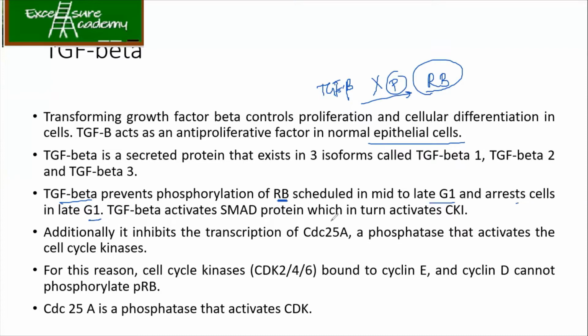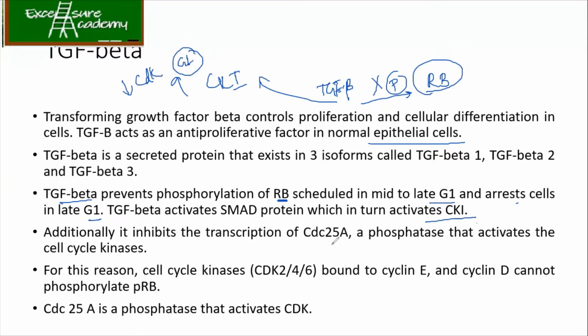TGF-beta activates SMAD protein, which in turn activates your CKI. So what happened now? Again, TGF-beta is going to activate your CKI. CKI activation means no CDK activity. Hence, what will happen? No CDK activity. Hence, the cell is getting arrested at G1 phase. Okay?